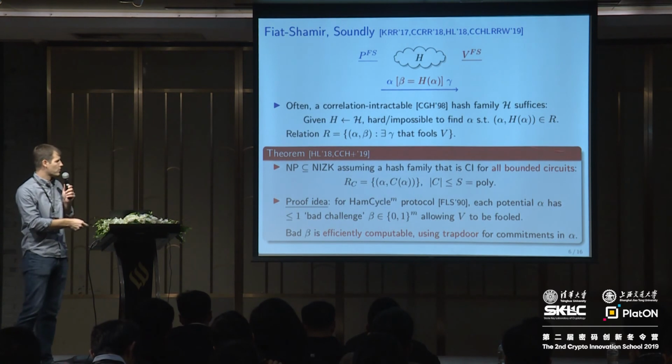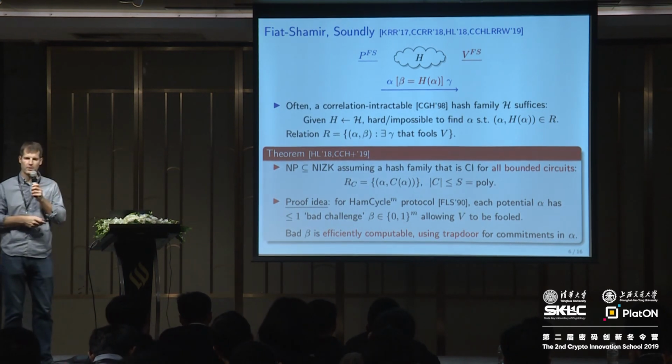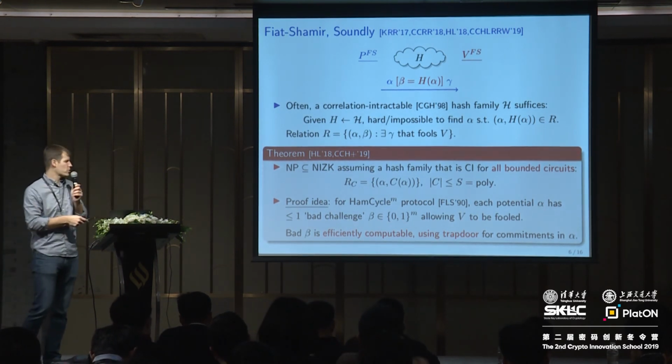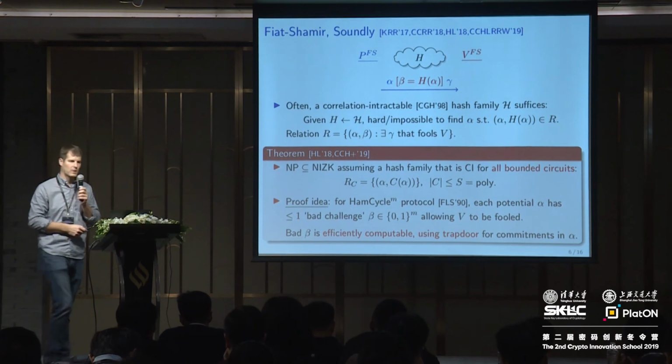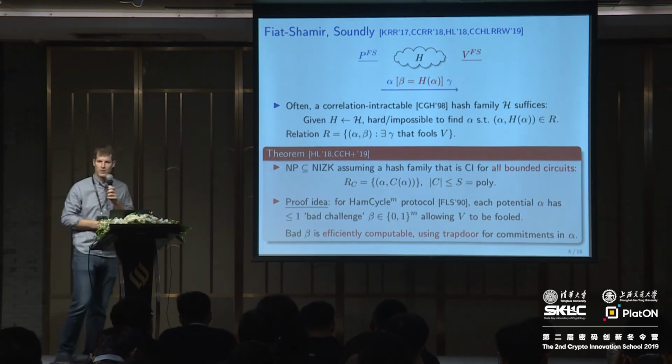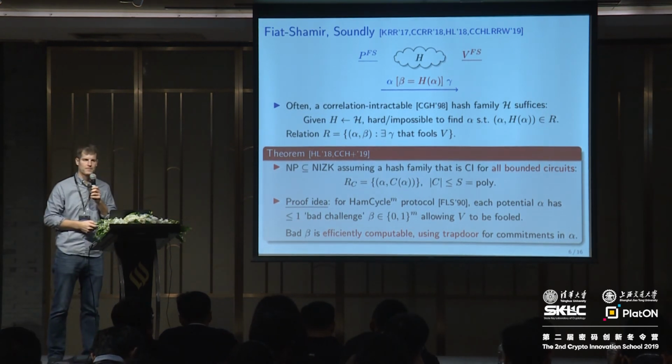Yeah, so there's just some maybe large polynomial bound here on the size of the circuit. Large enough to fit the functions which map alpha to the bad challenge. All right, very good. Any other question about this here?